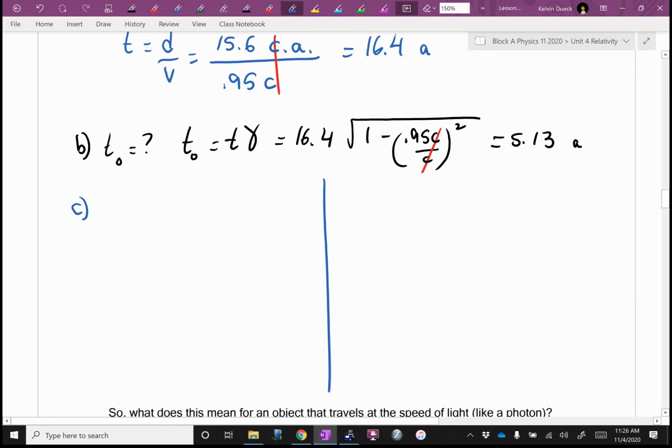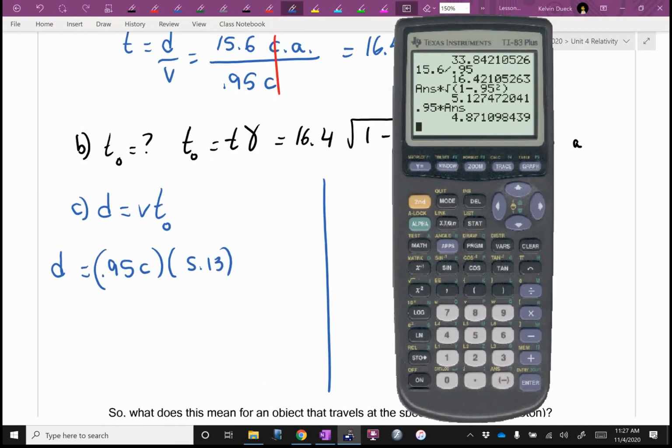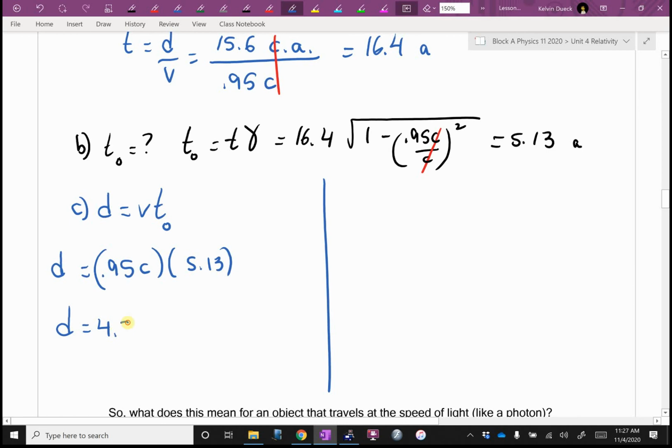The way that we did this last time is we went D equals VT, but we said it's going to be V times time on board. And we went D equals 0.95 c, that's the speed, times, I'm going to write 5.13, but I'm going to use my answer button. So if I go 0.95 times answer button, I get 4.871098. I'll go 4.871. And that's light years because there's an A next to the 5.13 because it's light years. Now, we did that last class, and we said that's a little strange that they measure a different distance.